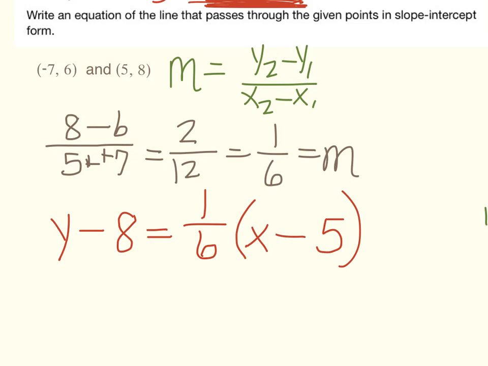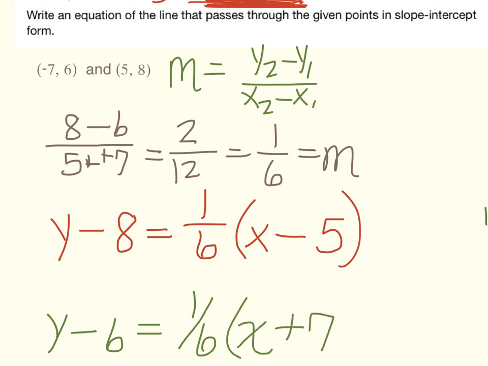Now you could have used the other ordered pair. You could have used the ordered pair -7, 6. Let's show you what that would look like. That would be y minus 6 equals, my slope doesn't change, 1/6 times the quantity x minus a -7 is the same thing as plus 7. Okay? Now I bet if you were to put both of these into slope-intercept form, they'd be the exact same equation. But we'll save that for another lesson. Okay, that's it.